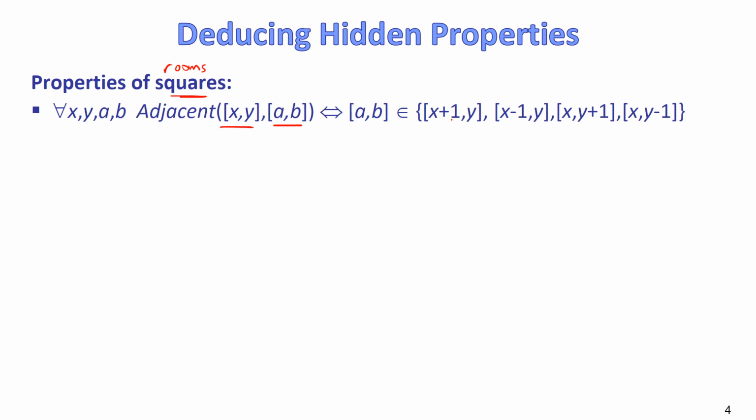It's either x plus 1, y, or x minus 1, y, or x, y plus 1, or x, y minus 1. So it's simply this way. If this is x and y, then it is one step in one of these four directions. And that's for any four coordinates x, y, a, b. So x, y will be adjacent to a, b if and only if a, b is one of these four things.